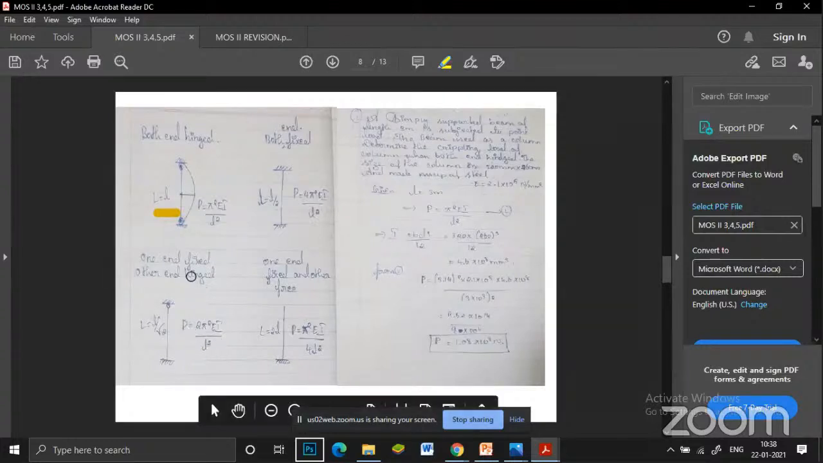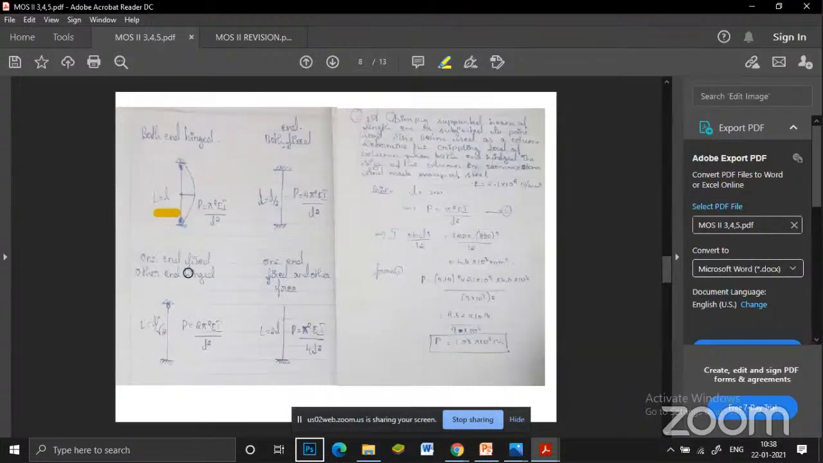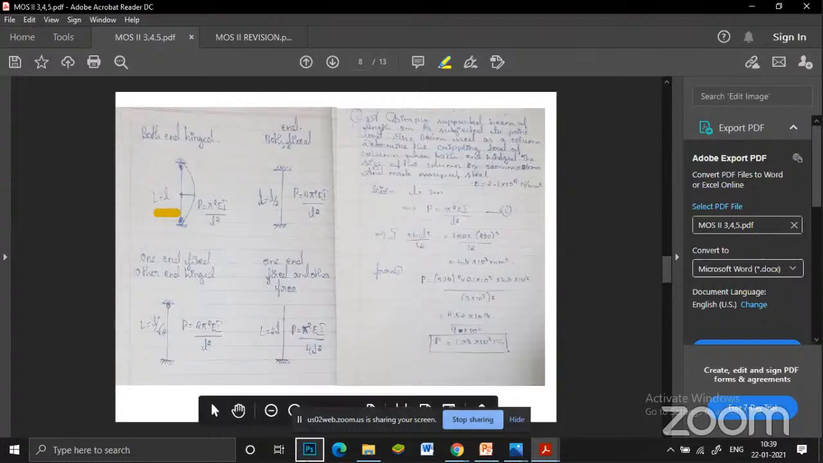Okay, in that case, how will you find the load? Load is equal to 2 pi square EI divided by l square. Keep in mind, don't forget, you have to memorize these formulas. They will ask the question: what is the diagram for both ends hinged, and how will you find the effective length in case of both ends hinged, or one end fixed and one end hinged. So you have to know.